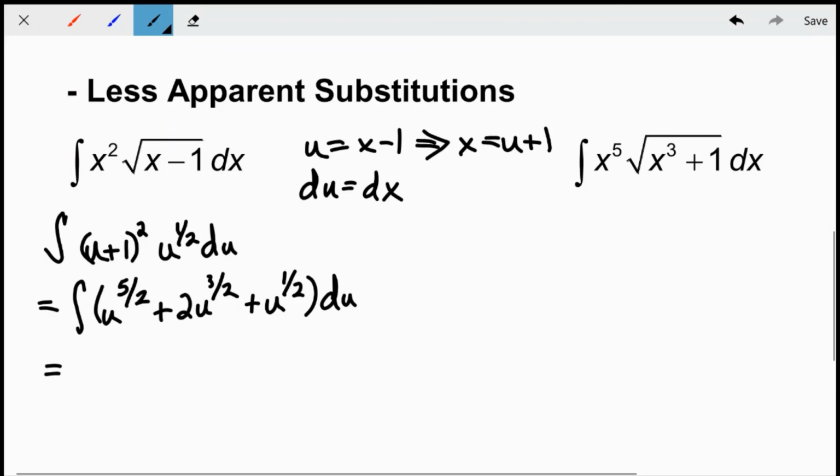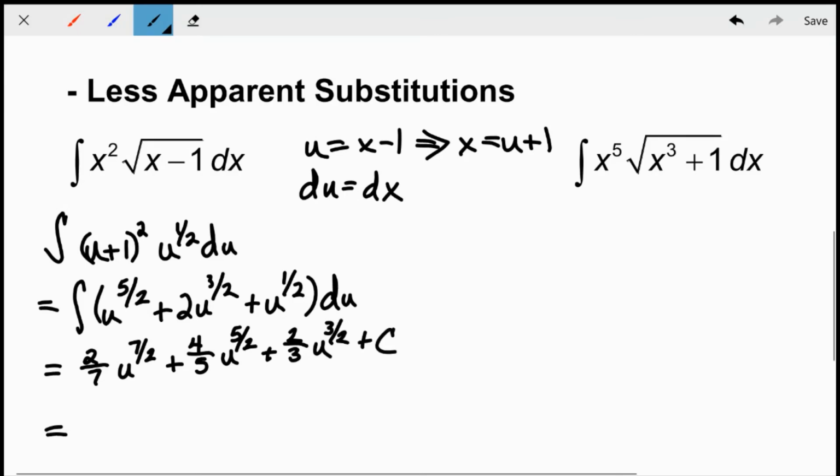So in the end here, with my power rule, I'm going to get 2/7 u to the 7/2 plus 4/5 u to the 5/2 plus 2/3 u to the 3/2. And then, of course, I have to remember my plus c. Okay, so at this point, I can plug in for the u.